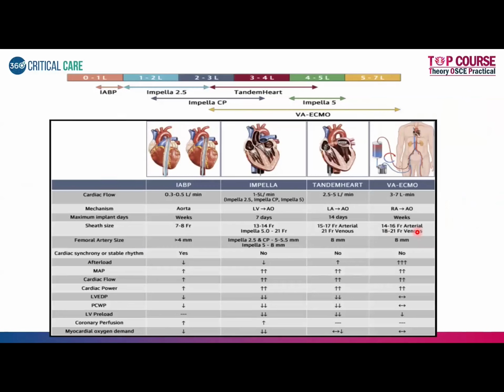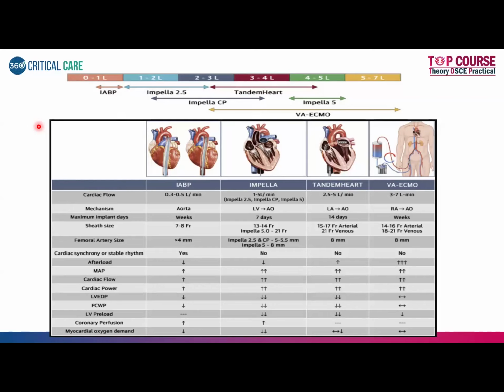Coming to the various features of each of these devices. First of all, one has to remember that the IABP provides only up to 0.5 to 1 liter per minute. That is the maximum cardiac flow it can provide. Impella depends on the type of Impella used. You have the 2.5, you have the 5, you have the Impella CP.